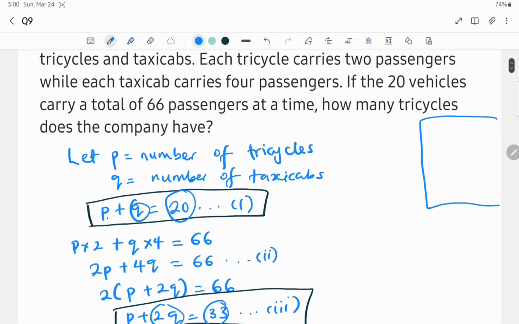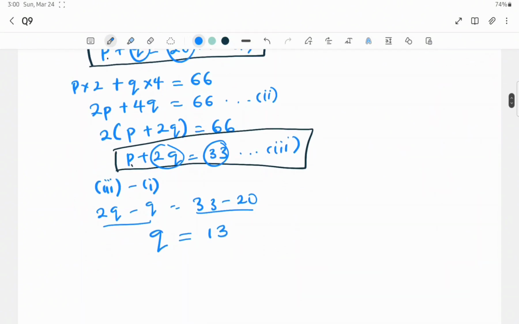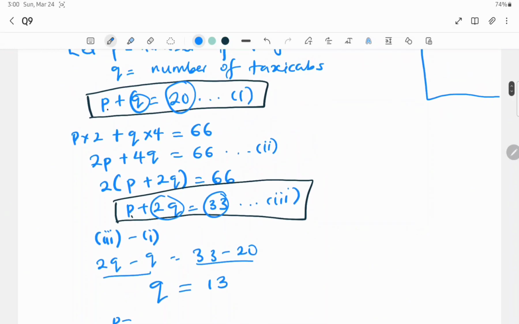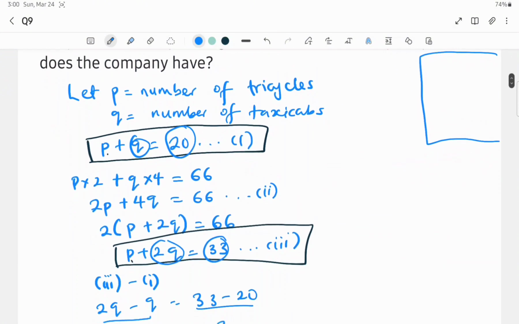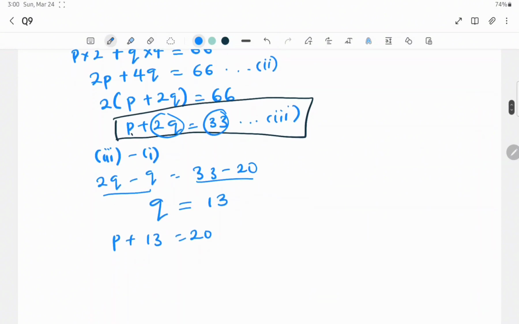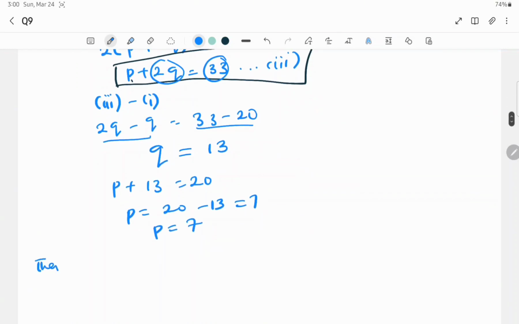But that's not what the question asked us. The question says, how many tricycles does the company have? We've represented the number of tricycles with P, so we're going to find P. From equation 1, P plus Q equals 20, where Q is 13. So P is 20 minus 13, which is 7. That means there are 7 tricycles.